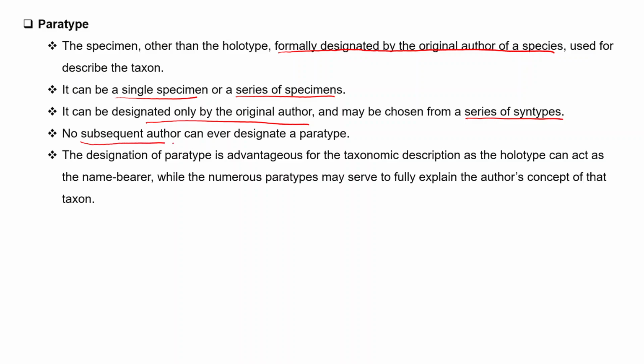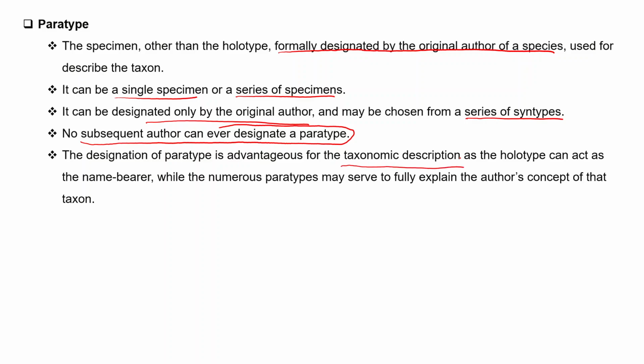No subsequent author can ever designate a paratype other than the original author. So it is possible that a paratype is designated later than the description or designation of a holotype or syntype, but it has to be done by the original author. No new author can designate a paratype. So the designation of a paratype is advantageous for taxonomic description.